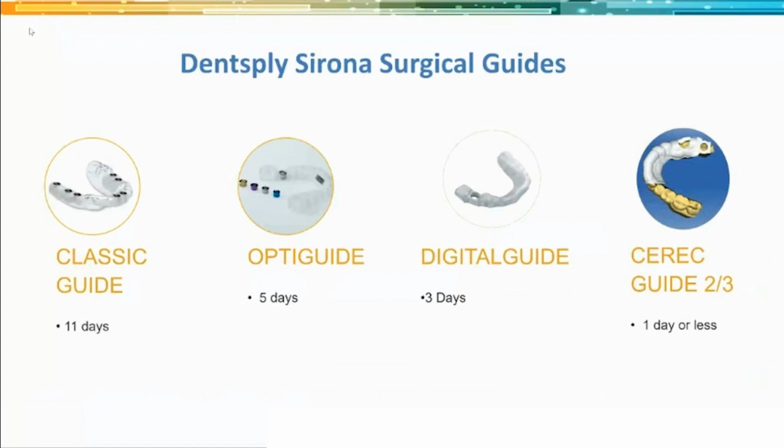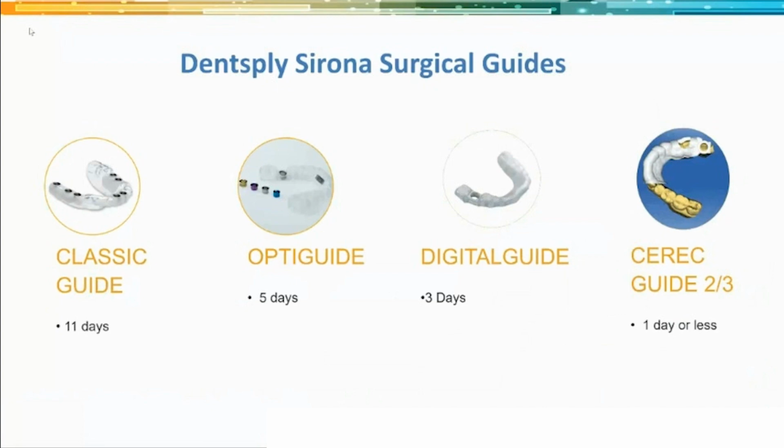So when we're looking at guides, guides have come a long way. All these guides are still available today. It used to be that the classic guide was where everything went, and the downside of the classic guide, while extremely accurate, was that it took 11 days to get the guide. We still use classic guides when necessary, but the majority of the guides that I'm using in practice are either Opti guides, digital guides, or CEREC Guide 2 or 3. With Astra EV, CEREC Guide 3 is really convenient.